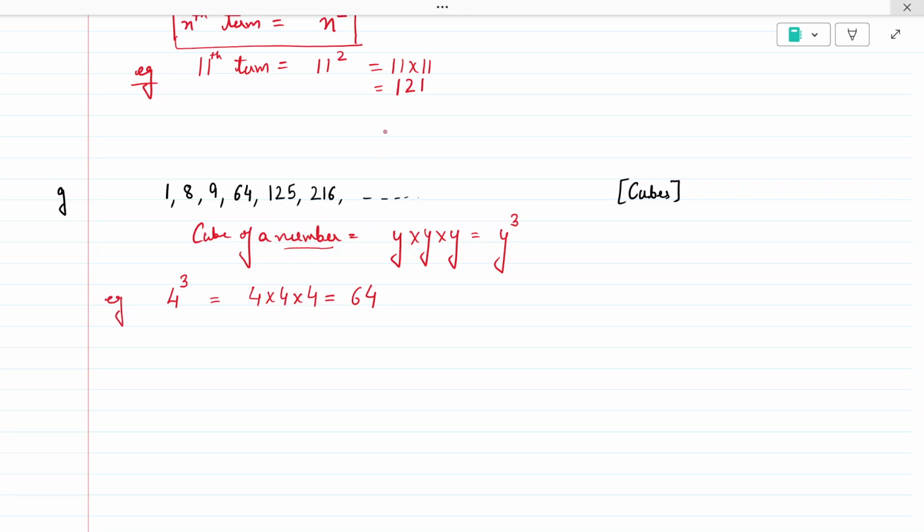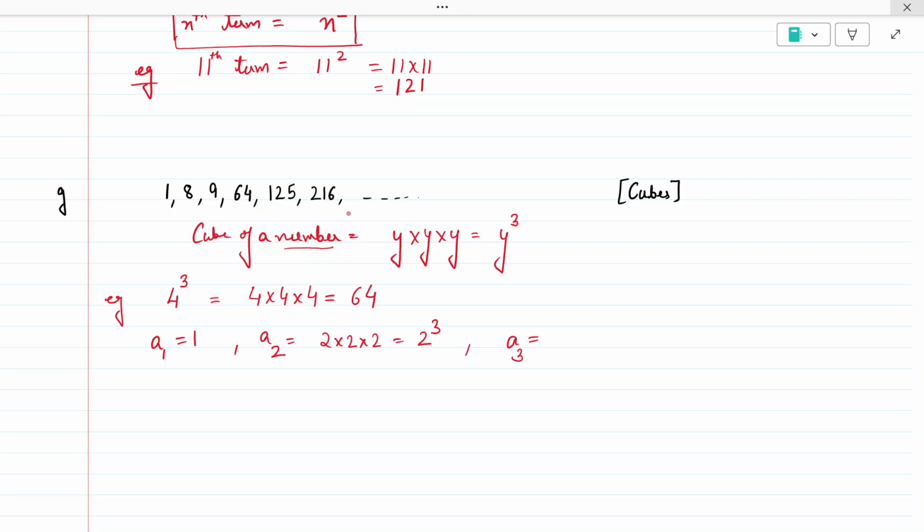Now, coming to this sequence. Let us find out the terms. At the first position, we have 1. At the second position, we have 8. Can I write this 8 as 2 multiplied by 2 multiplied by 2? That is, it is the cube of 2. 2 cube is 8. Next, at the third position, we have this 9.